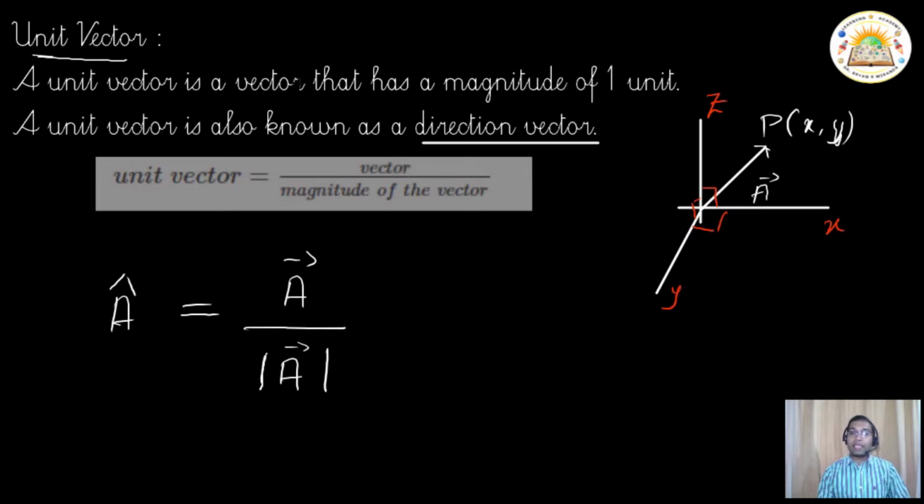Along x, y, and z, we have designated unit vectors. Along the x-axis, we call it i cap. Along the y-axis, it is called j cap. And along the z-axis, it is called k cap. So even if x, y, and z are interchanged, i will always be the unit vector along the x-axis, j along the y-axis, and k along the z-axis.